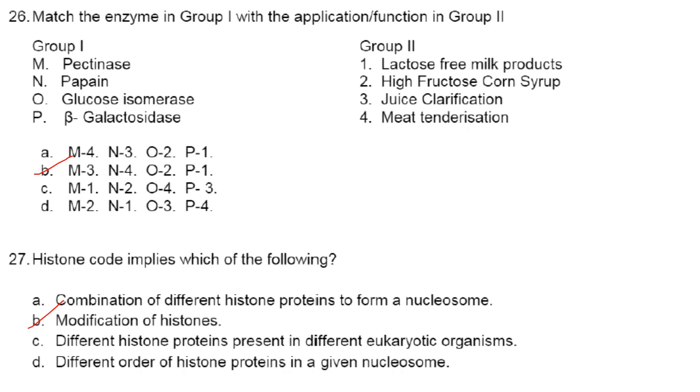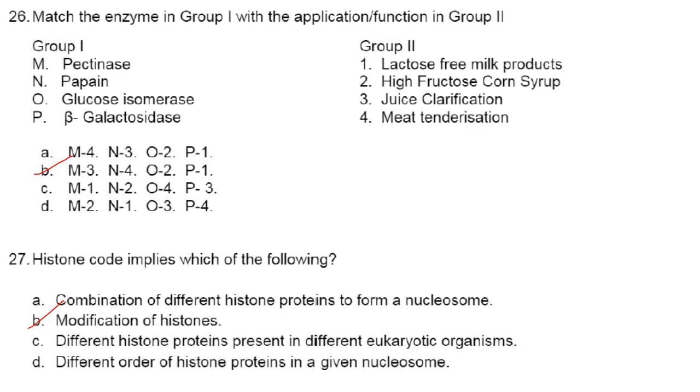Then, histone code implies which of the following? The histone code is a hypothesis which states that DNA transcription is largely regulated by post-translational modification of histone proteins. Through this mechanism, a person's phenotype can change without changing their underlying genetic makeup. So it is meant for controlling gene expression.